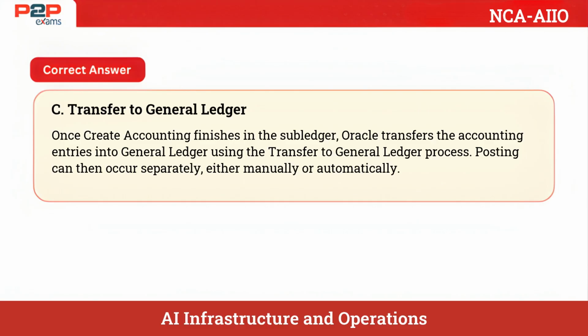The correct answer is C. Transfer to General Ledger. Explanation. Once Create Accounting finishes in the subledger, Oracle transfers the accounting entries into General Ledger using the Transfer to General Ledger process. Posting can then occur separately, either manually or automatically. Great job!